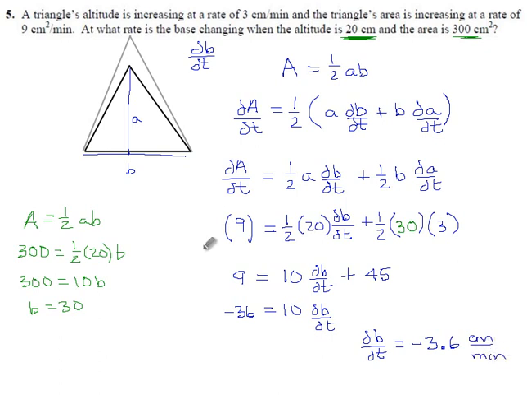So it turns out the altitude's growing, and that's giving us area. The base is actually shrinking at the same time, and so these two sides are in a race, fighting over whether the triangle is going to gain or lose area. And for the moment, the altitude is winning and the triangle is gaining area, but that probably won't persist forever. If the base keeps shrinking like this, eventually the triangle will shrink away to nothing and its area will go to zero. But for the time being, at the instant that they ask us about it, the base is losing 3.6 centimeters every minute.